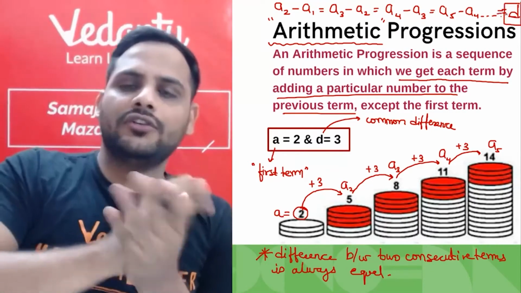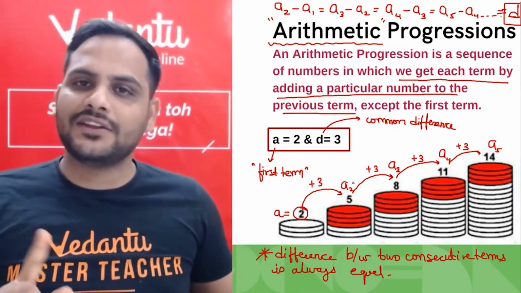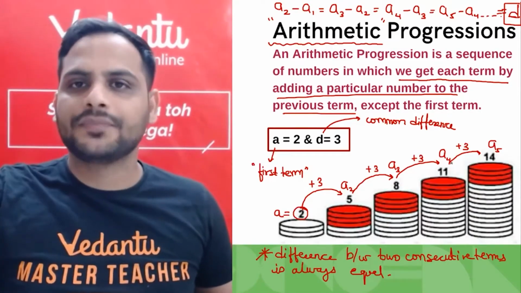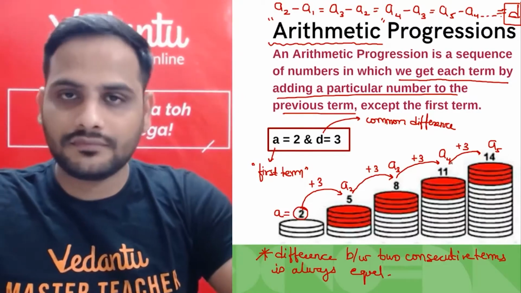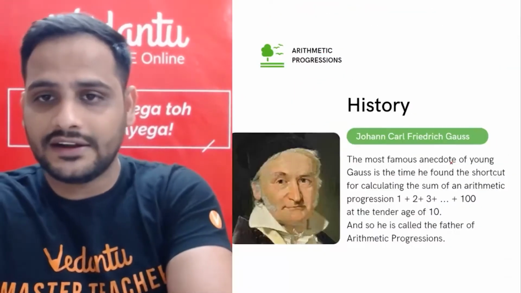This will always be equal to the common difference. Here you can see 5 minus 2 is 3, 8 minus 5 is 3, 11 minus 8 is 3, 14 minus 11 is 3. Every time it will be the same. So that is why it is called an arithmetic progression. Okay, beta, this is how an arithmetic progression is identified.